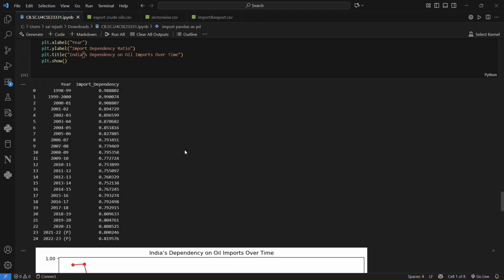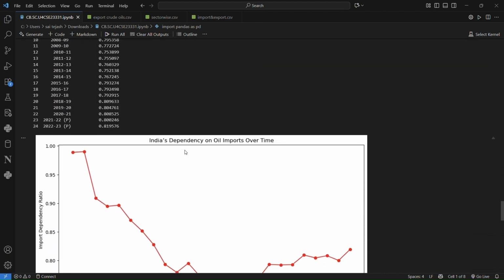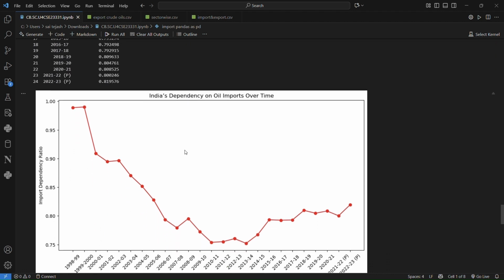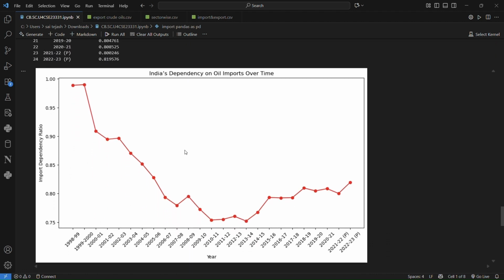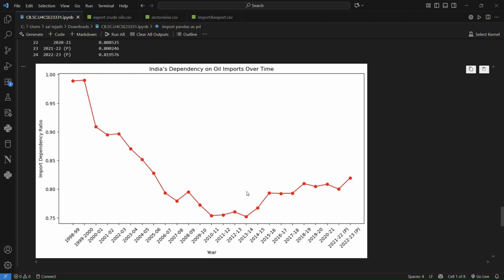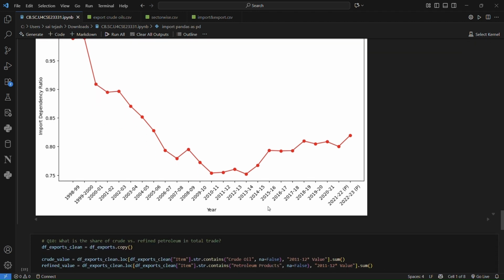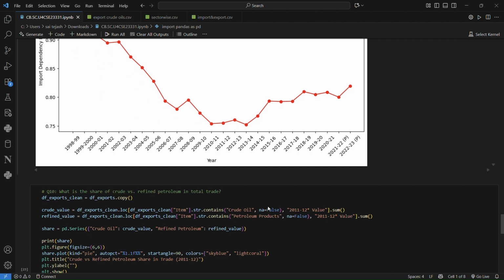And we can see here the line chart, India's dependency on oil imports over time. Mostly above 0.7, meaning that India relies heavily on oil imports for its energy needs. This highlights the importance of strategies focused on reducing dependency on imports, like boosting domestic production and exploring alternative energy sources.